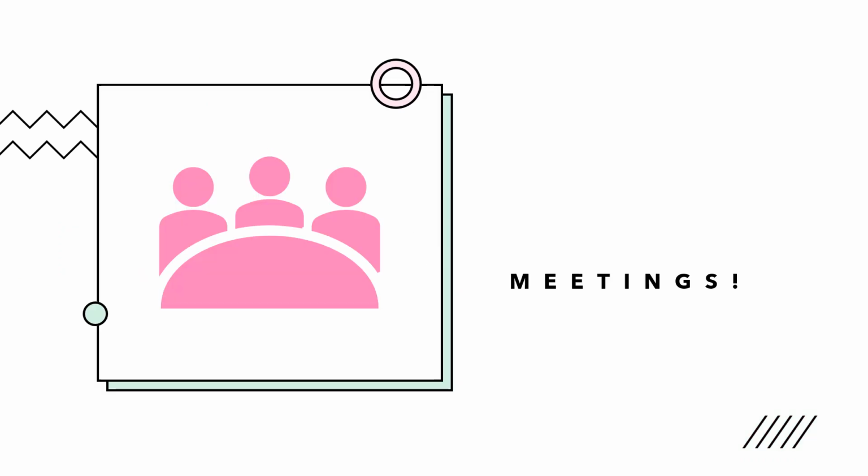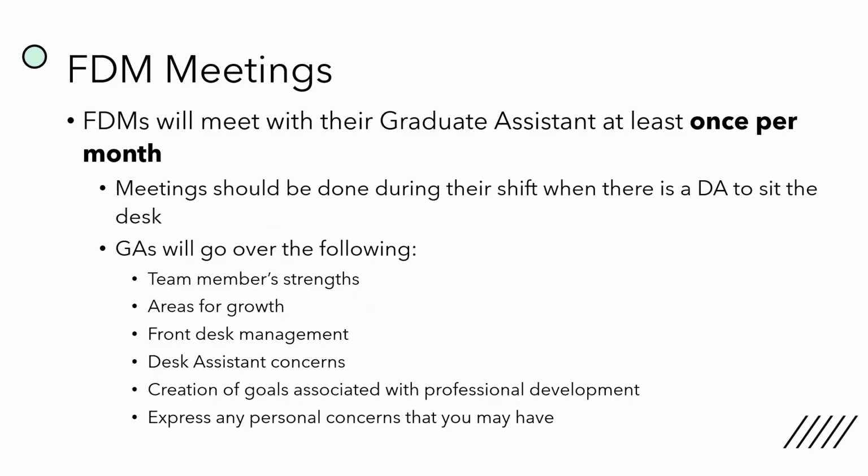Talk a little bit about meetings and HR polls. Let's talk about FDM meetings. FDMs will meet with their GAs at least once per month. Meetings should be done during their shift when there is a DA to sit the desk.